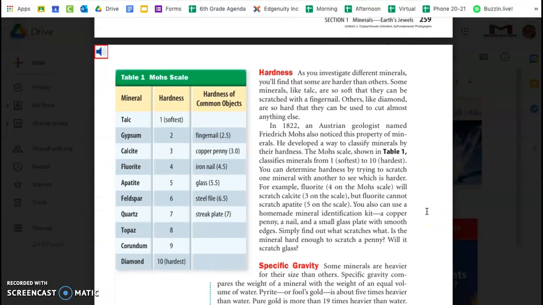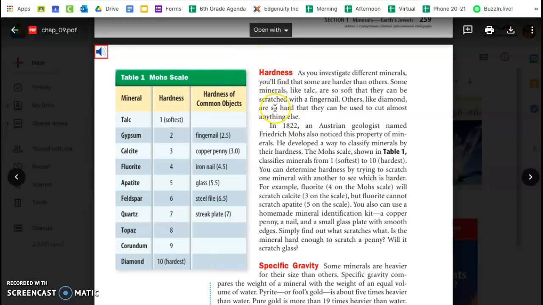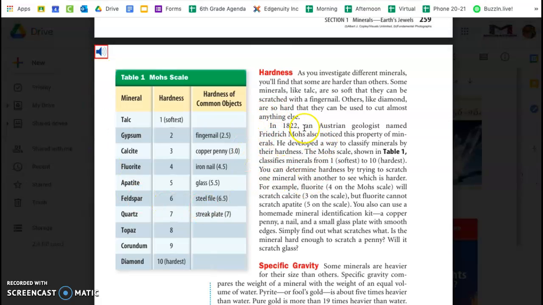The last property that we're going to spend much time with is hardness. The hardness of a mineral is referring to that mineral's ability to be scratched or to scratch something else. The Mohs hardness scale is used to help us identify what minerals we have. It is named after a scientist whose last name was Mohs.